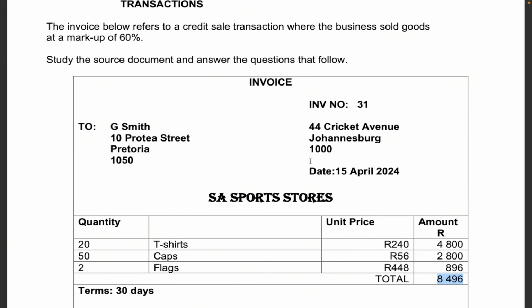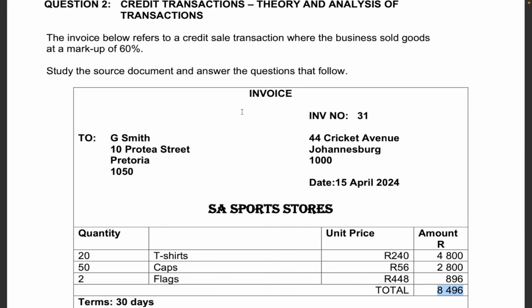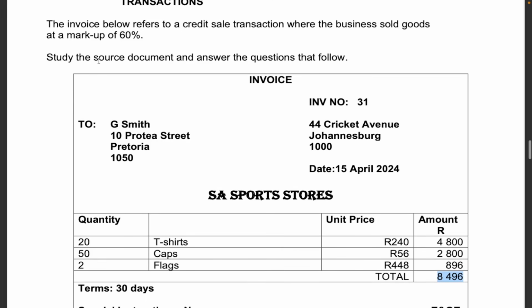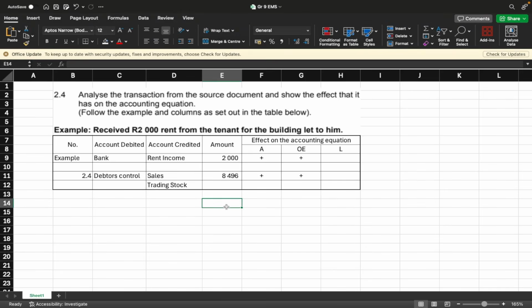And how are we going to figure that out? Well, we need to know how much the markup or the margin is. And we're told up here, the invoice below refers to a credit sale transaction where the business sold goods at a markup of 60%, meaning we sold it for 60% over and above our cost price. And so if you're looking at the markup here, here's how you're going to get what your cost price is, because we want to know how much we bought all these items for that we sold for 8,496. Well, here's the formula that I'm going to give you. You take your selling price, and then you multiply that by 100, and this is because it's a markup and not a margin, okay?